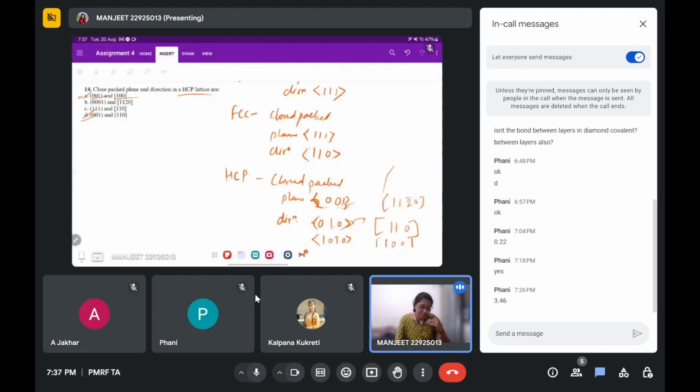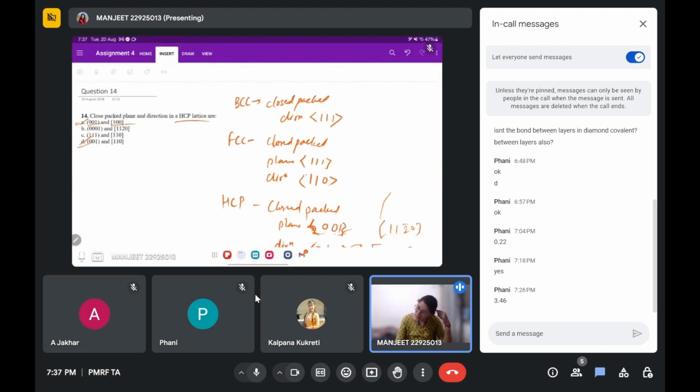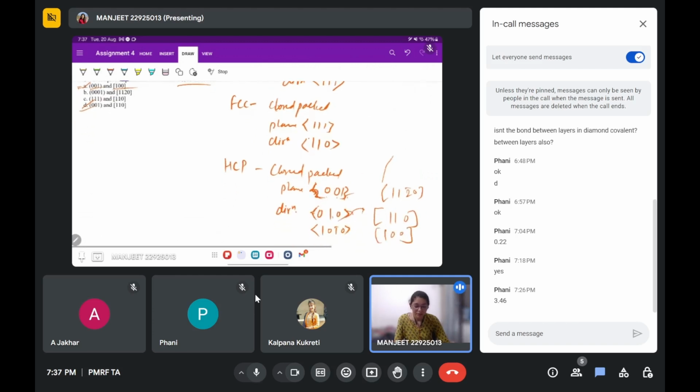In question 14, it also asks about the close-packed direction and plane for the HCP. We have discussed this in the last class. Also for the BCC, we have the direction. This is the 1 1 0 plane, and for the FCC one, this is also the 1 1 1 plane. For the HCP one, it is the 0 0 0 1 plane.